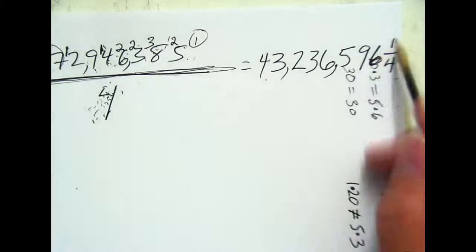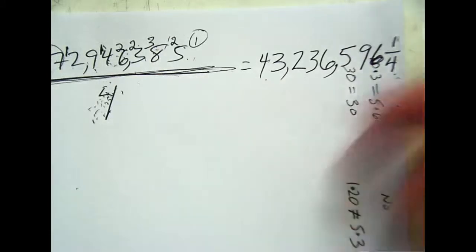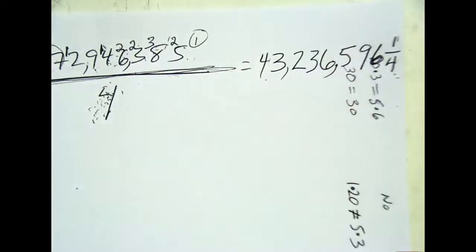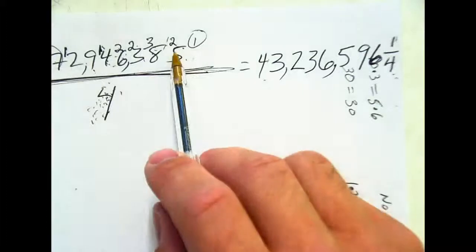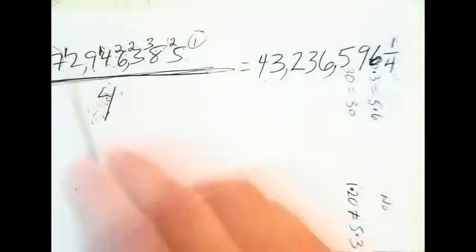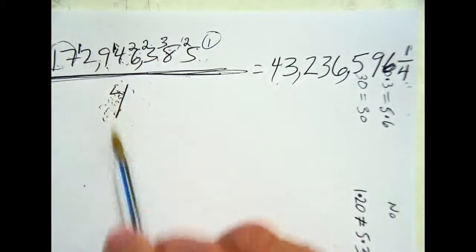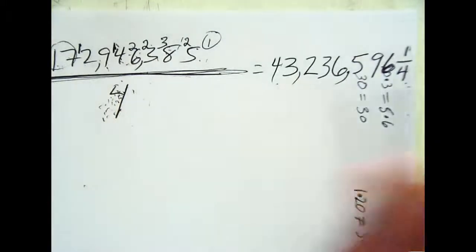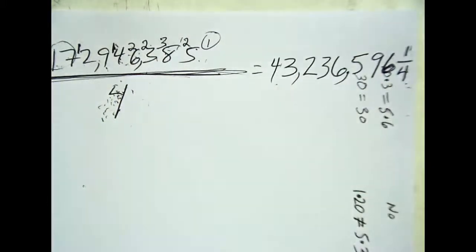43,236,596 and 1/4. Pretty cool, right? If you had this much money and you had 4 friends, you could give them all that much of your cash just because you're super swell like that. I'm hoping I'm one of your 4 friends, quite honestly.